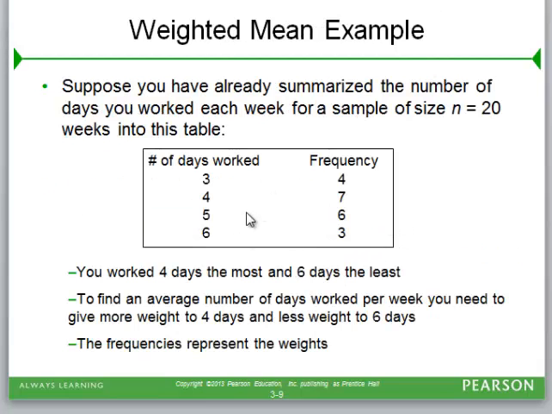Example. Here is an example of the days that you worked each week and the frequencies. It means there are 4 weeks that you worked 3 days per week, and there are 7 weeks that you worked 4 days, and there are 6 weeks you worked 5 days. So here we can look at these frequencies as weights. To find the average number of days worked per week, you need to calculate the weighted mean.